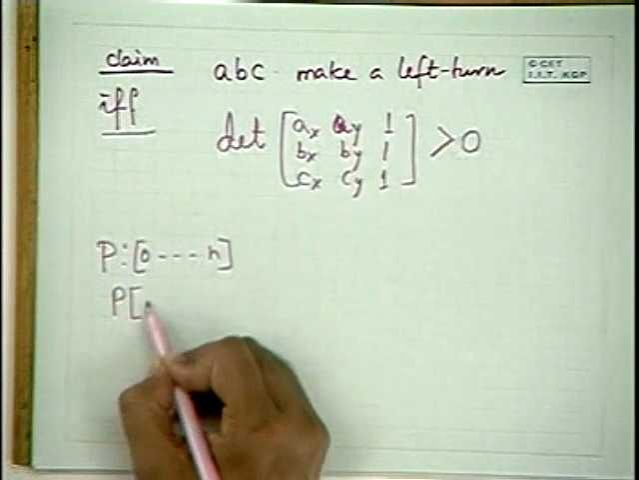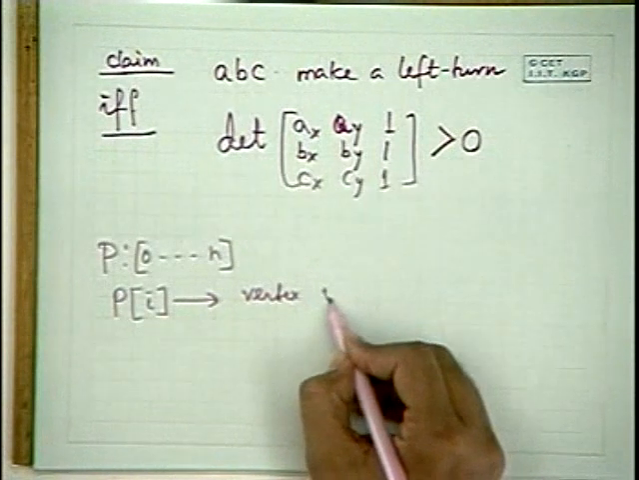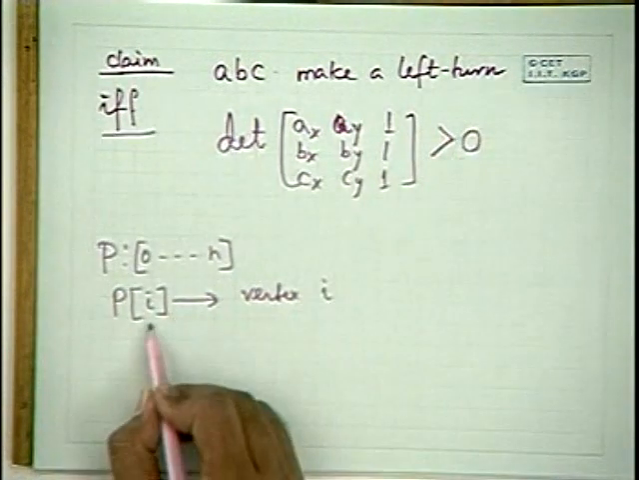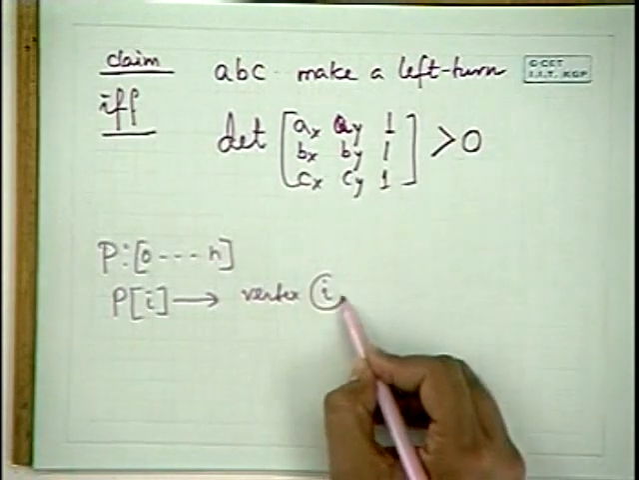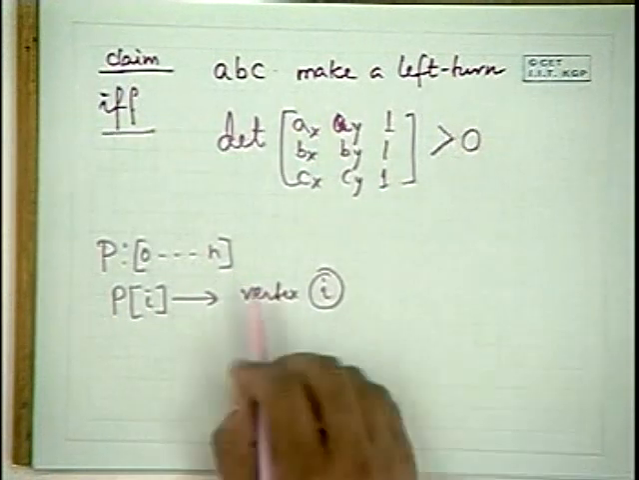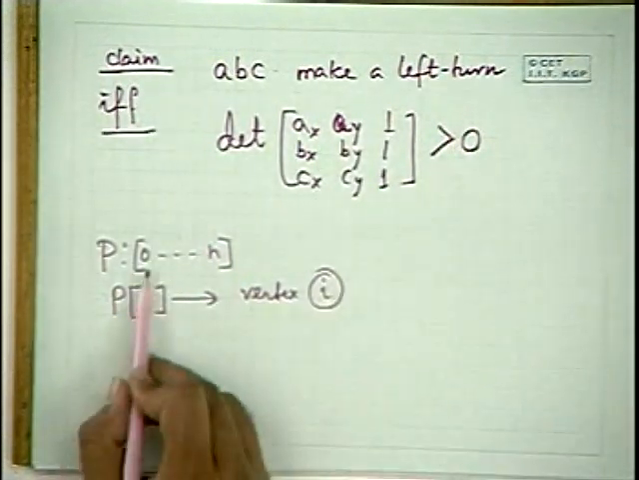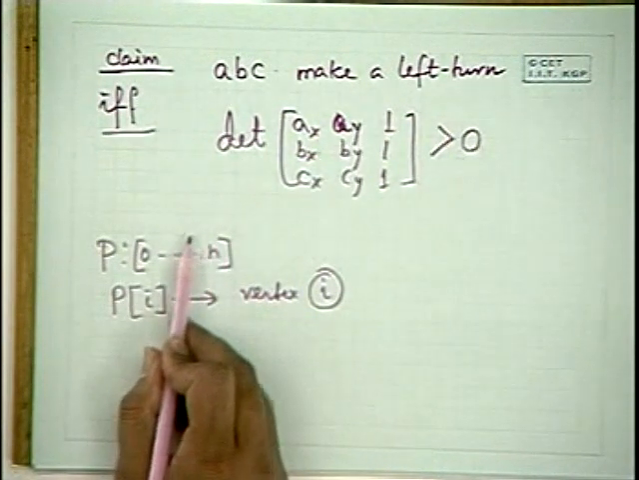and Pi basically points to the vertex I. Okay, so basically it will be pointing to a structure, and that structure will contain the coordinates of the vertex I, x and y. So that's the data structure I am assuming, that's the input for the polygon. And the vertices are given in the order of the counterclockwise traversal of the boundary. So if I go over P0, P1, P2 up to Pn, I will be traversing the polygon in a counterclockwise manner.